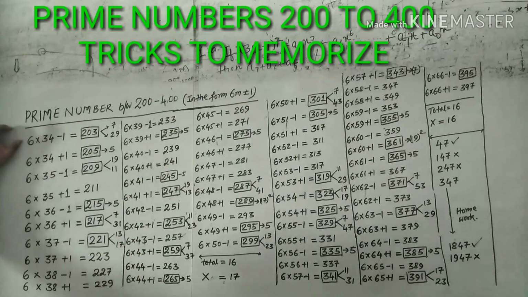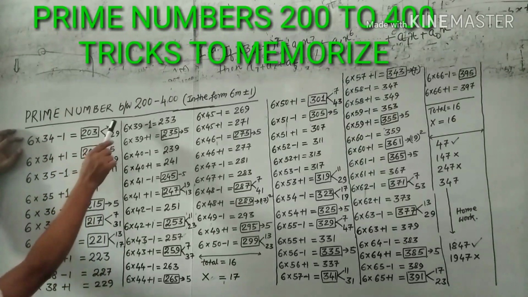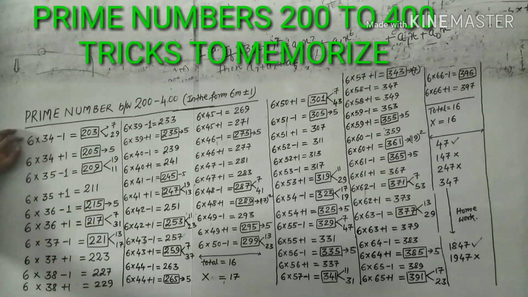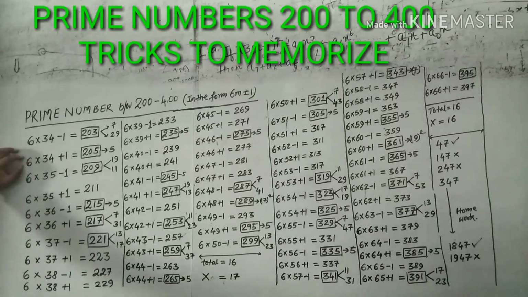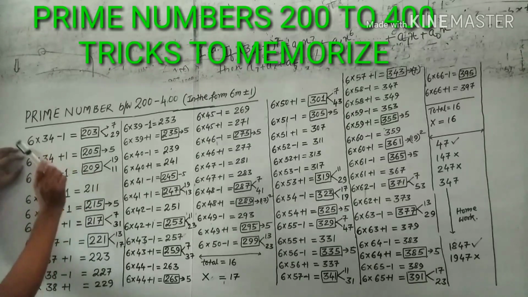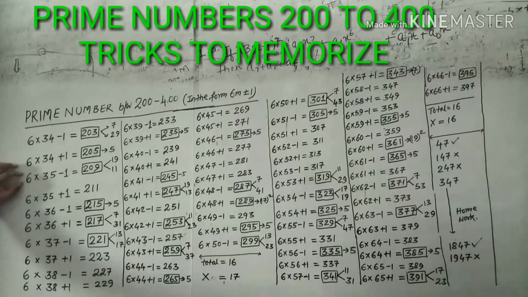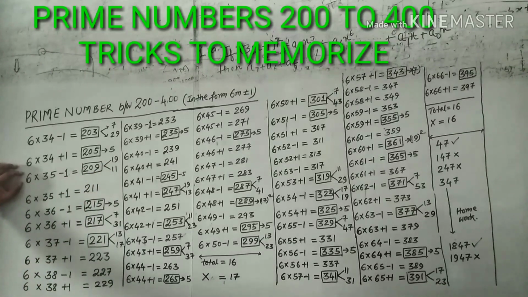So we will start from 6 into 34 minus 1, that is 203, having factors 7 and 29. So it is not a prime number. Okay. 6 into 34 plus 1, that is 205, having factor 5. Okay, so it is not a prime number because it is ending with 5. 6 into 35 minus 1, that is 209. Again it is having factors 19 and 11. So it is not a prime number.